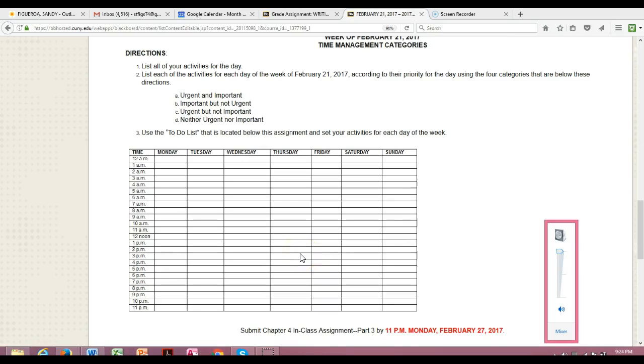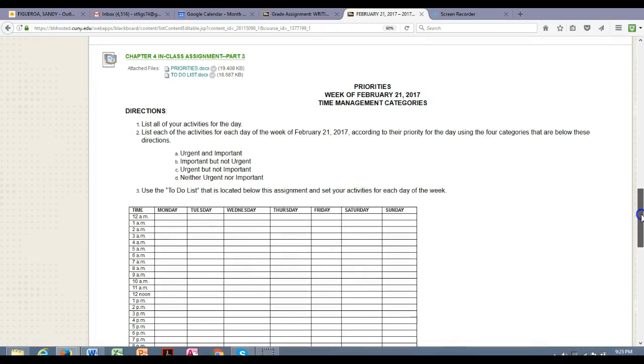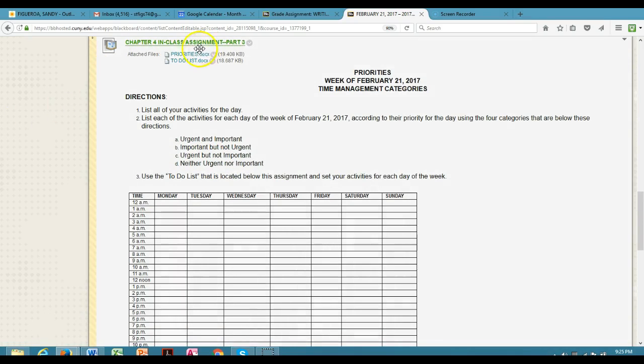Hi everyone. Some of you had questions about the homework that's due next Monday. We went over it briefly in class. Notice, ladies and gentlemen, that I did include the attachment for the priorities, which we had talked about in class, and the to-do list.